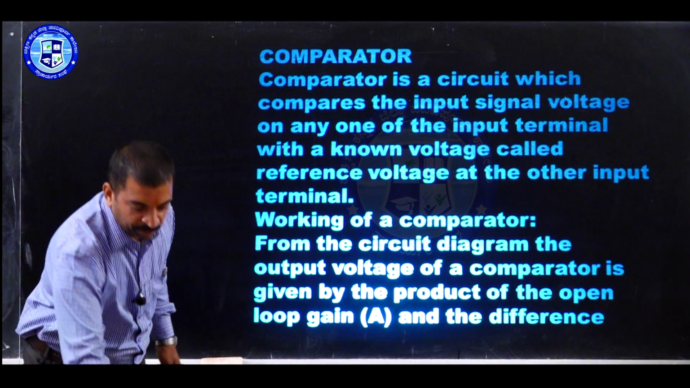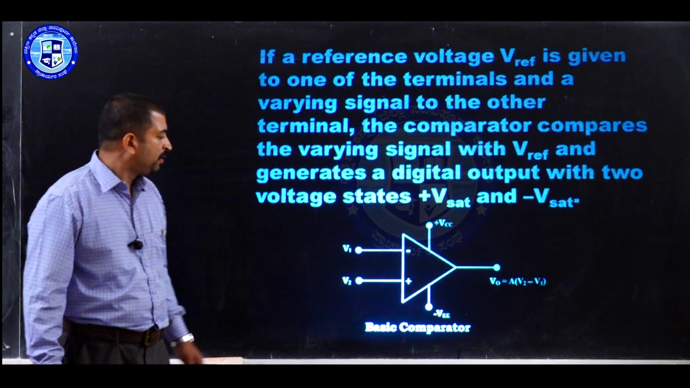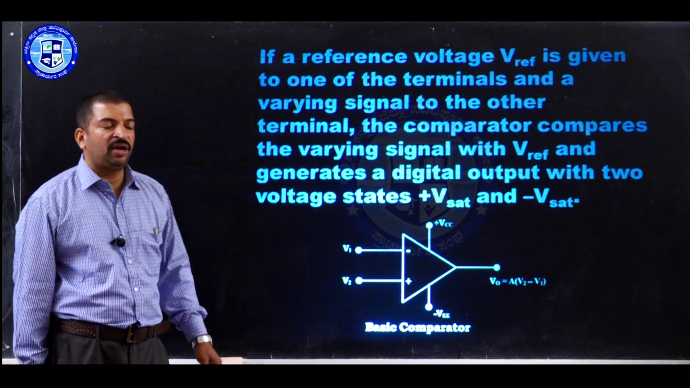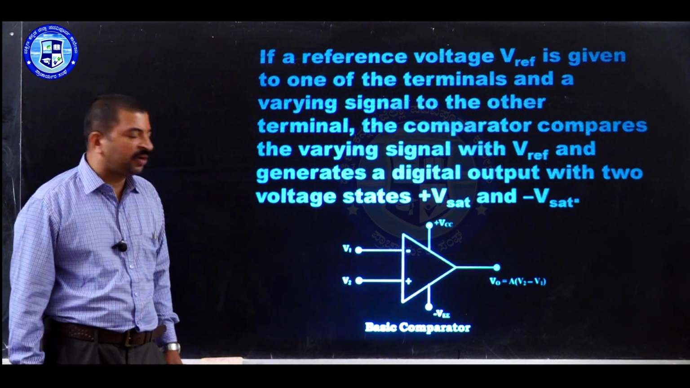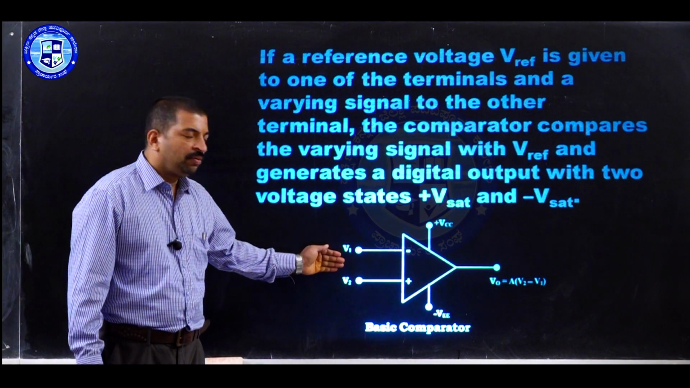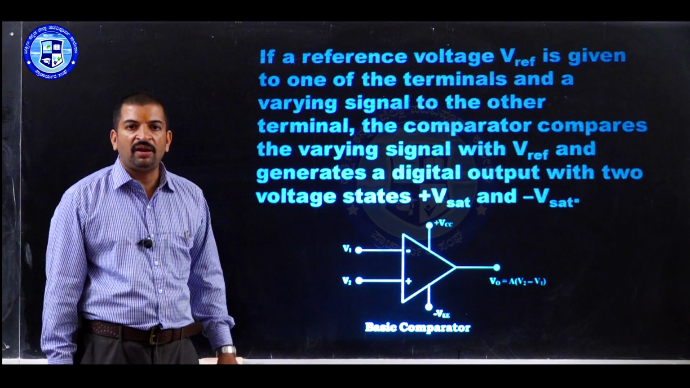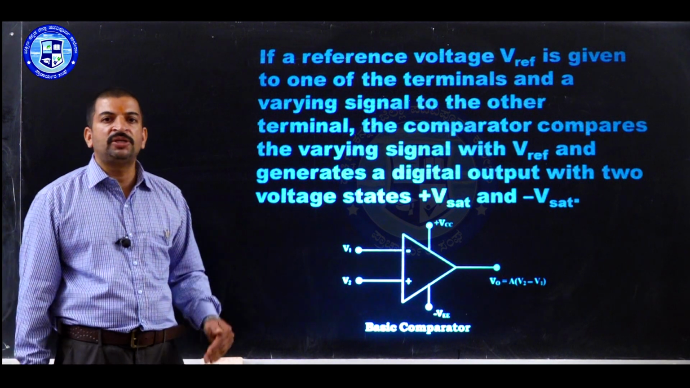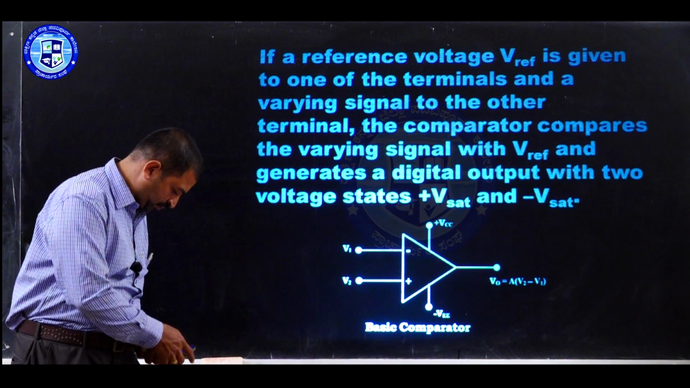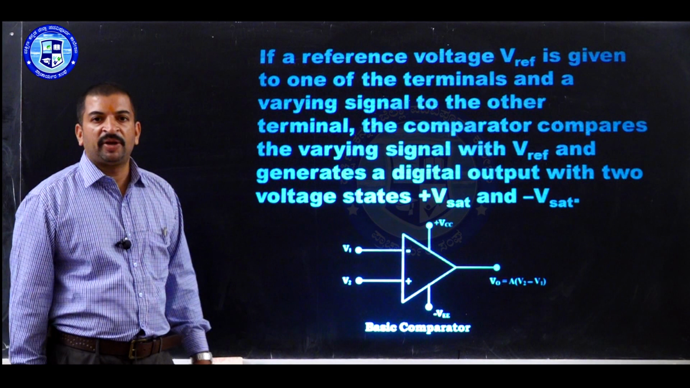Now let us consider this circuit diagram. Here let us consider V1 is the input which is applied to the inverting terminal, and V2 is the input voltage which is applied to the non-inverting terminal of the op-amp. Here, when we apply the input signal to any one of the input terminal, then the op-amp goes into saturation. Let's study the working of the comparator.